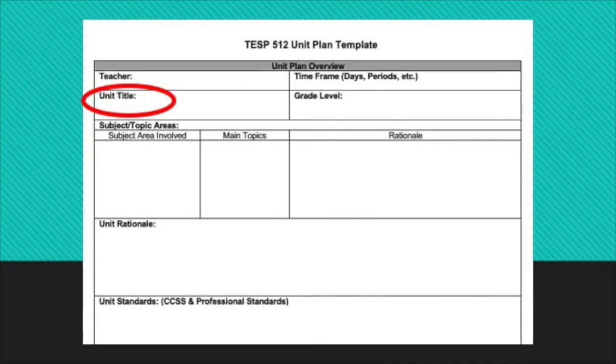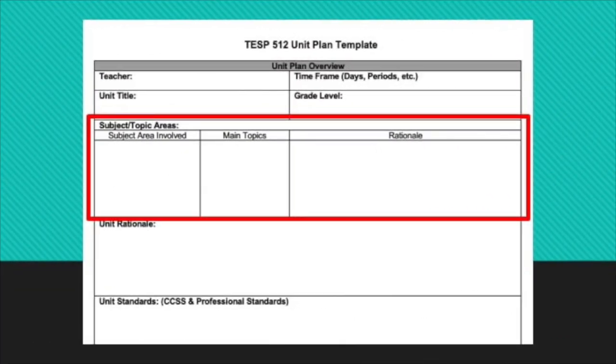Put in a unit title that describes what you're going to be teaching. Also, what subject area. Make it meaningful and relevant. Be sure to put the grade level depending on the subject you're teaching. The topics such as mathematics is usually 9 through 12.